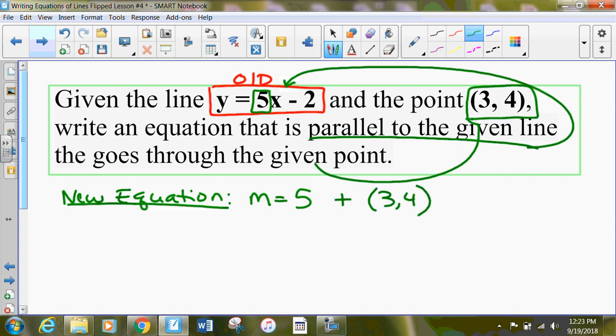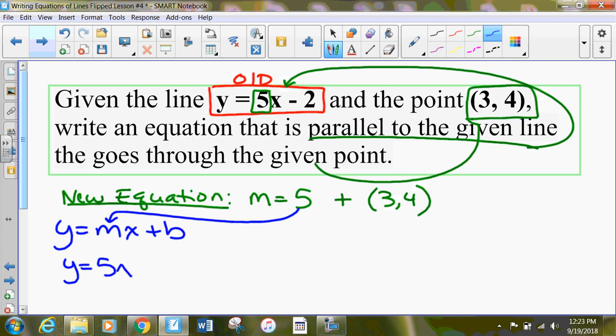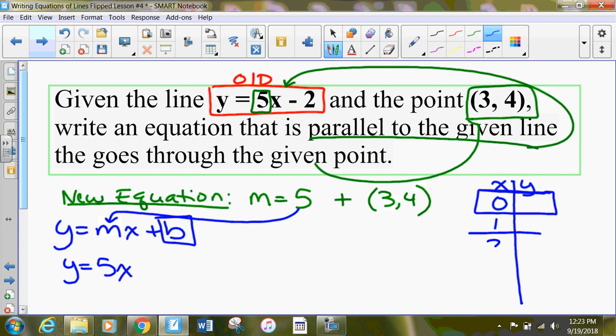So let's think about this. We want to write this new equation in y equals mx plus b form. We already know that the slope is 5, so we're halfway there, right? Do you remember how we always work to find the b? That's right. We've been making a table for the last 2 classes to remind ourselves that the y-intercept is the y value when x is equal to 0. And we notice that we don't have the point 1 comma something, nor do we have the point 2 comma something, but we do have the point 3 comma 4.